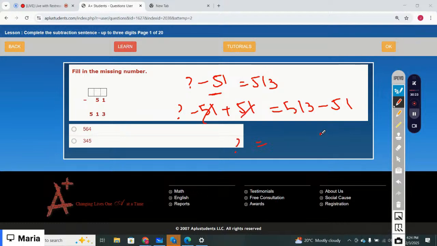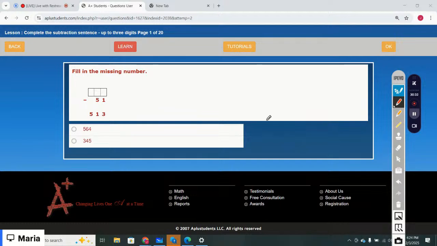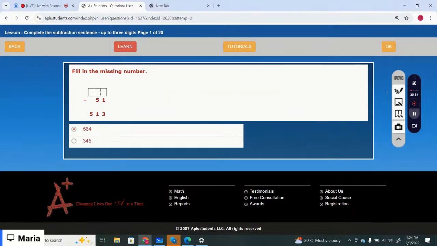Sorry, you have to add 513 plus 51. 3 plus 1 is 4, 6, and 5. That is 564. Option number 1 is the correct option. Got it? Option 1 is the correct option.